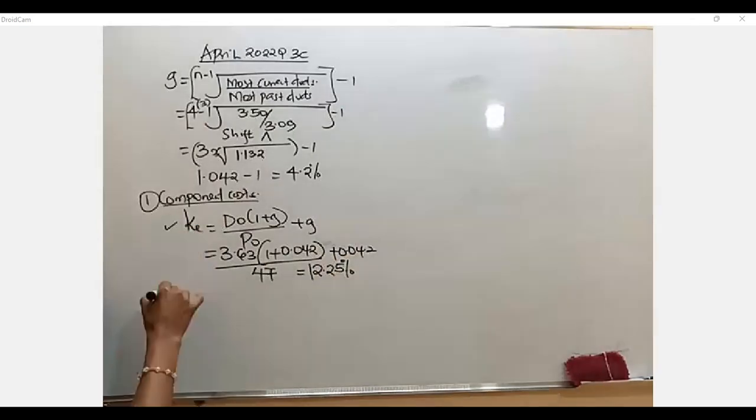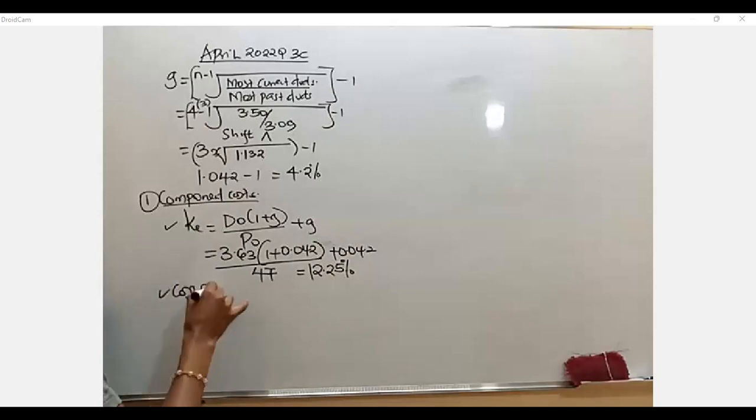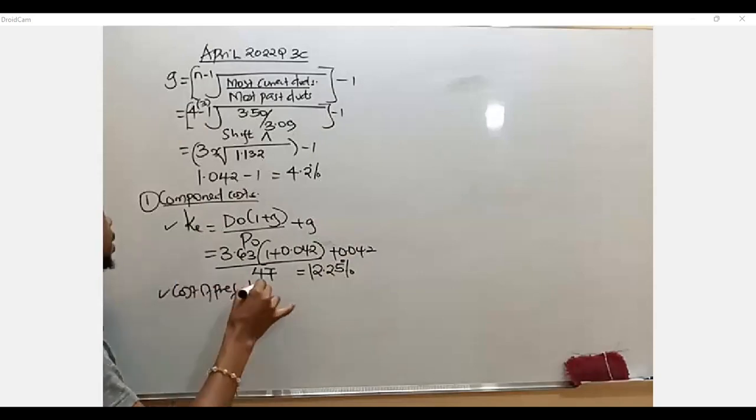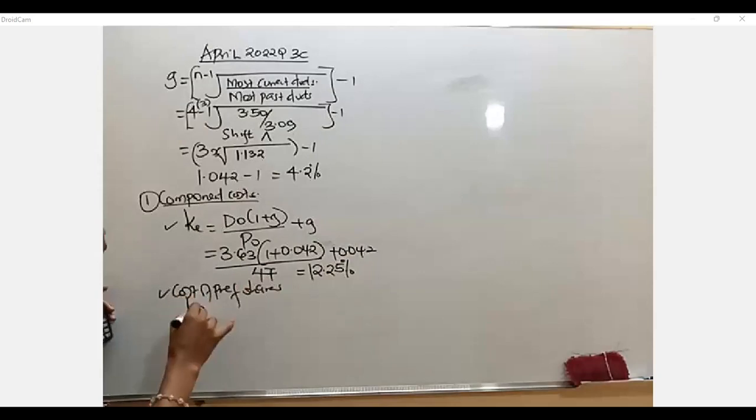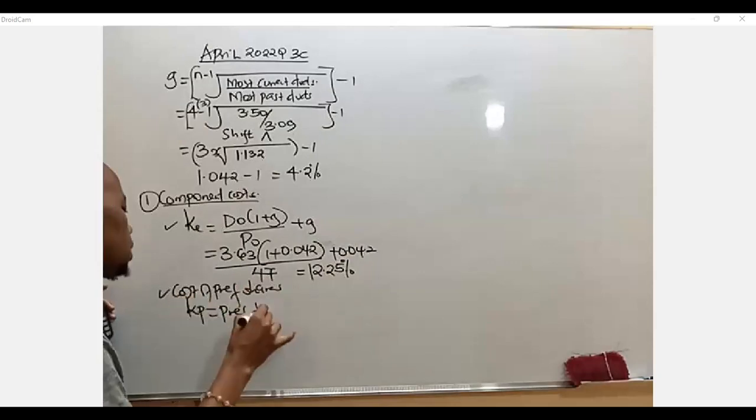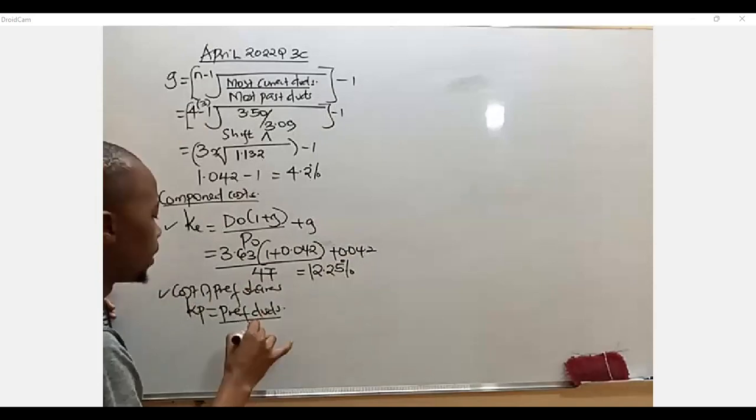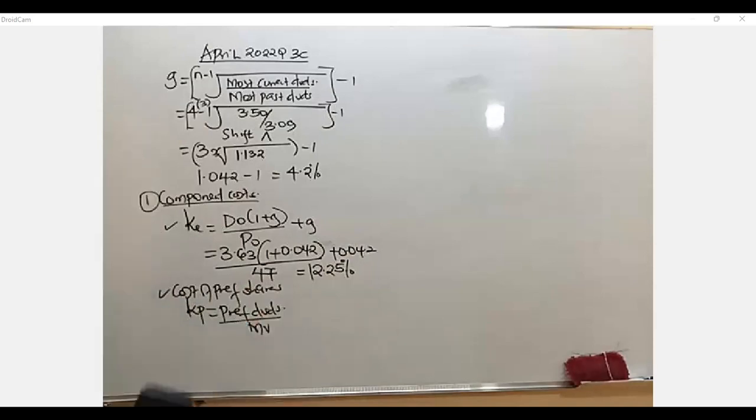Now, let us also look at the second one. The second one is the cost of preference shares. We have said that to get our Kp, we need to take the preferred dividends and divide by the market value, because we don't have the discounts and flotation. When I look at the additional information, we have been told the preference shares of Panda Limited are not redeemable and have an ex-dividend market value of 4 per share.